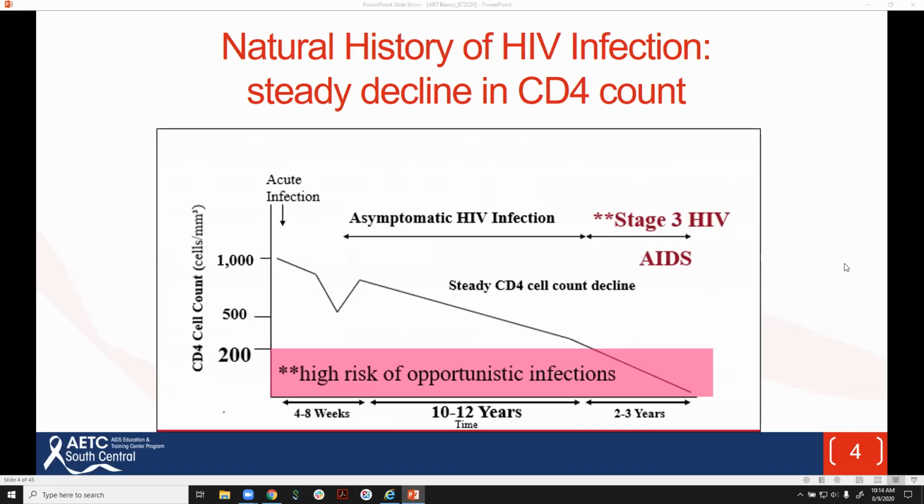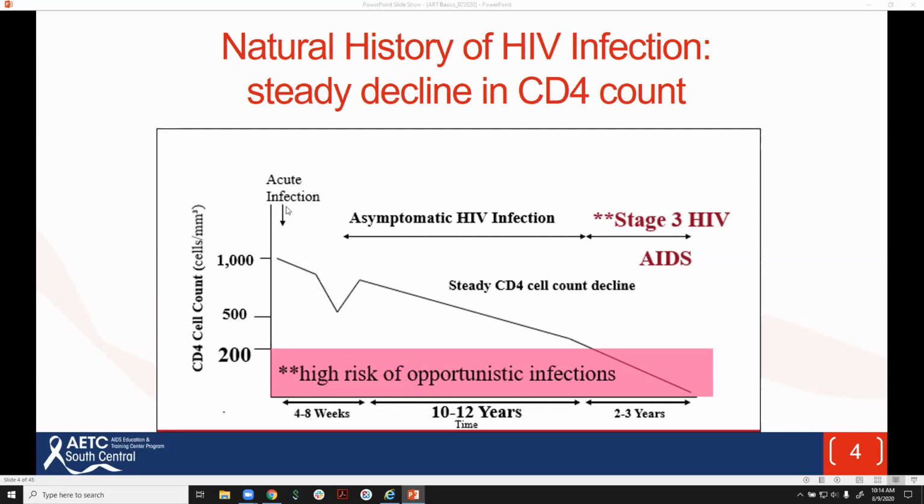So I wanted to just review, we're talking about antiretroviral basics, but again, I sort of rewound, and we're going to talk a little bit about HIV basics before we start on the treatment. So the natural history of HIV, and this is if we did not intervene with antiretroviral therapy, and this is in the majority of patients, although there are some exceptions.